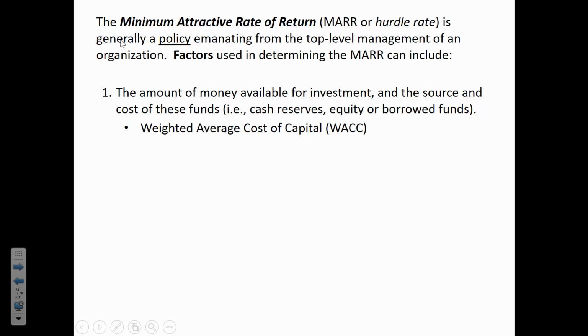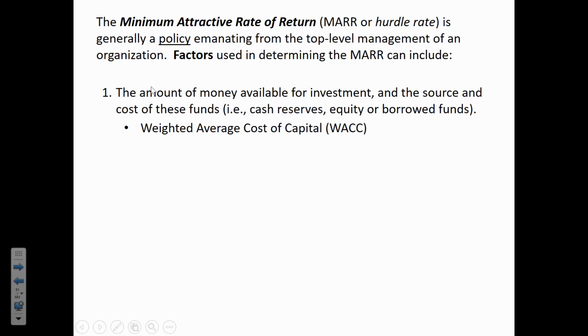All right. Now, the minimum attractive rate of return is an organization's policy on the lowest value for a project that they're willing to accept. A lot of factors go into determining the minimum attractive rate of return, and borrowing costs is one of the most important. It's not the only factor, but for a lot of companies, that's the baseline criteria, how much does it cost us to get the money to do the project.